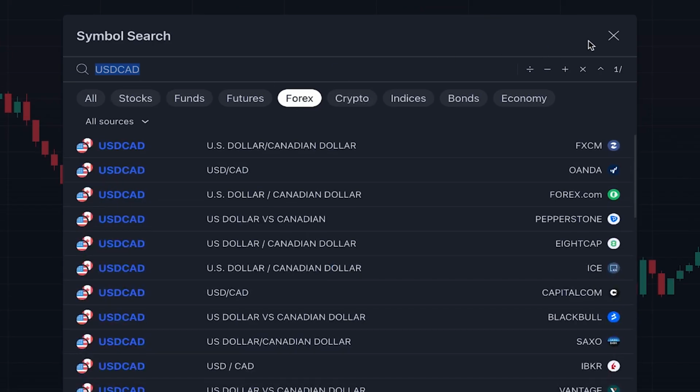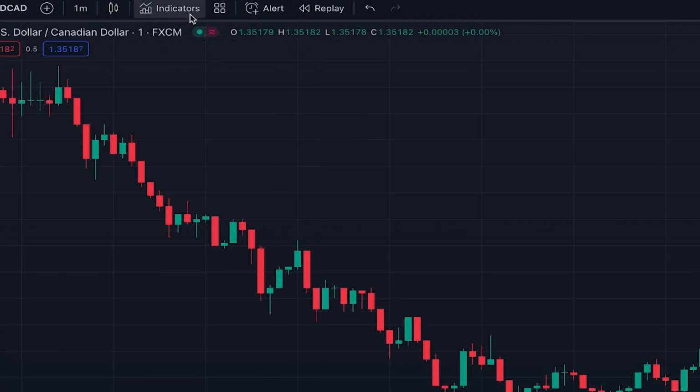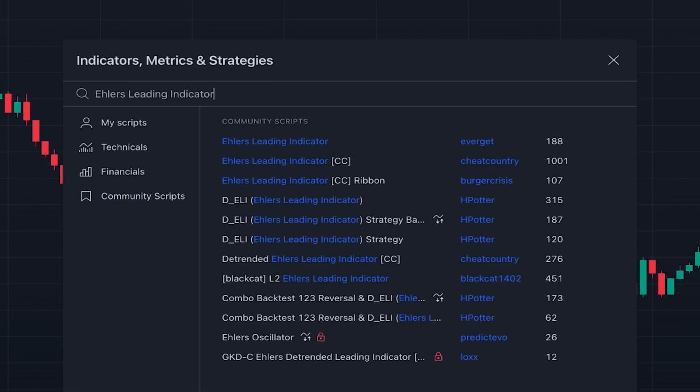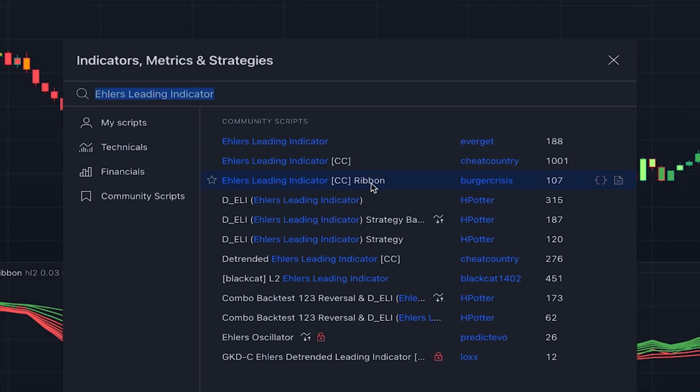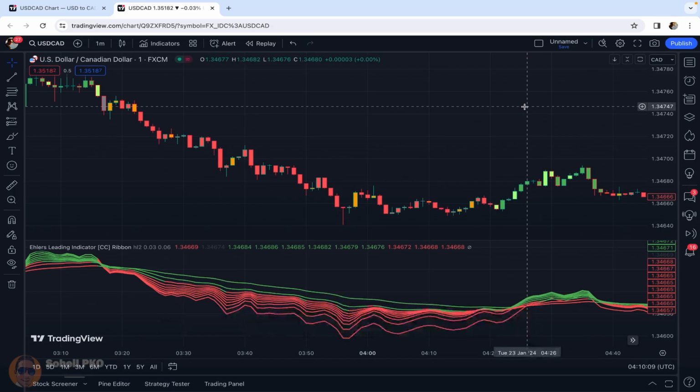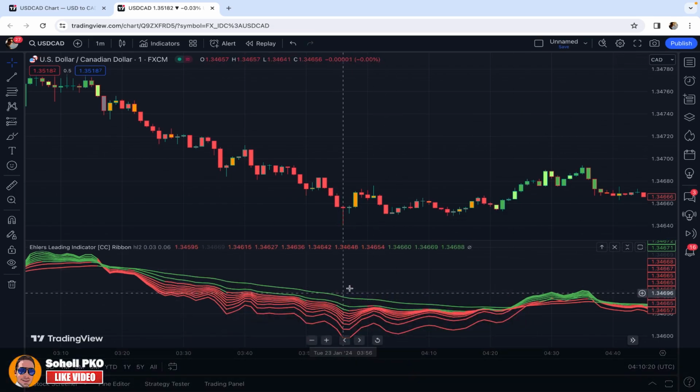In this strategy, we have two indicators. The first indicator that we want to add is Ehler's leading indicator. We add this one, Ehler's leading indicator CC ribbon, which is written by someone named Burger Crisis. Alright, as you can see, the indicator is added here below the chart. This indicator was developed by John Ehlers and it's an excellent indicator for identifying direction of the market.